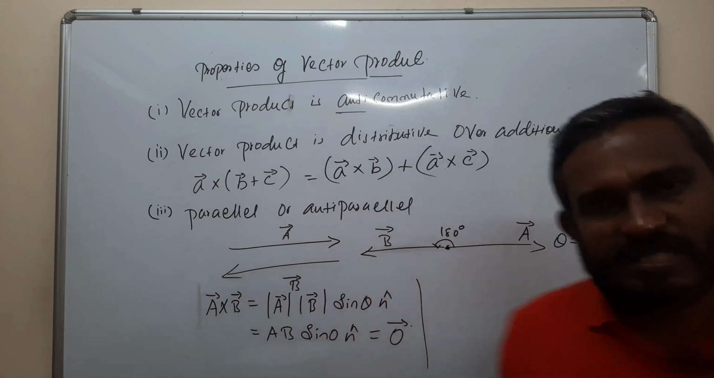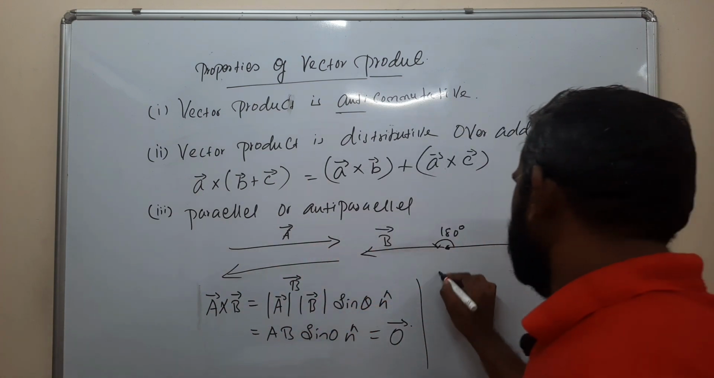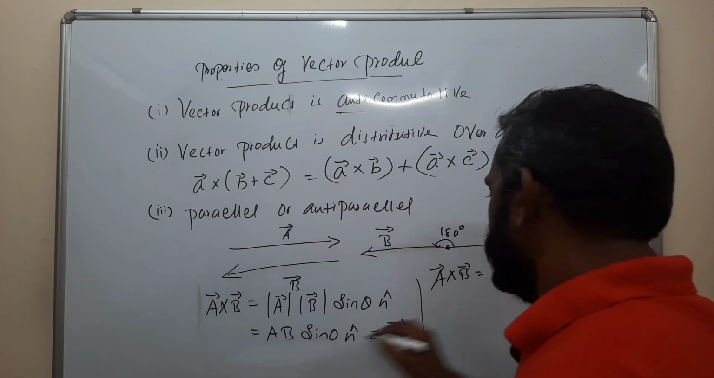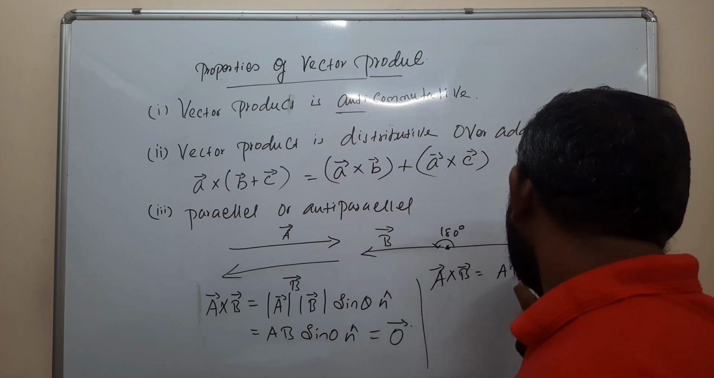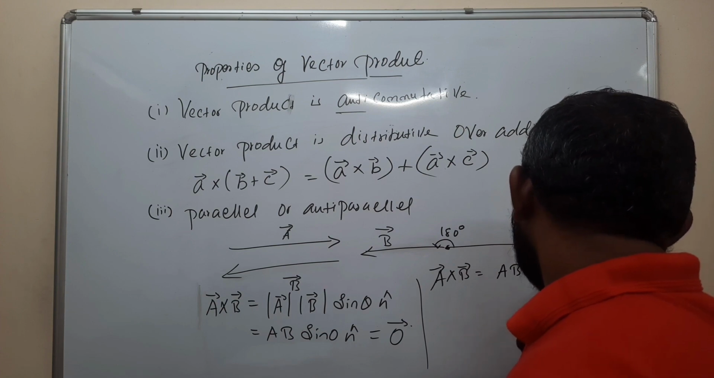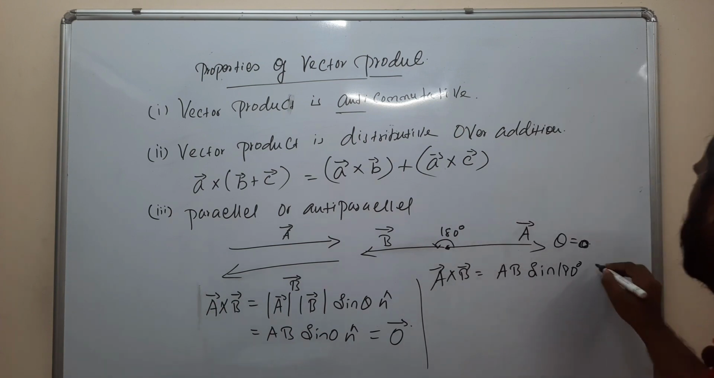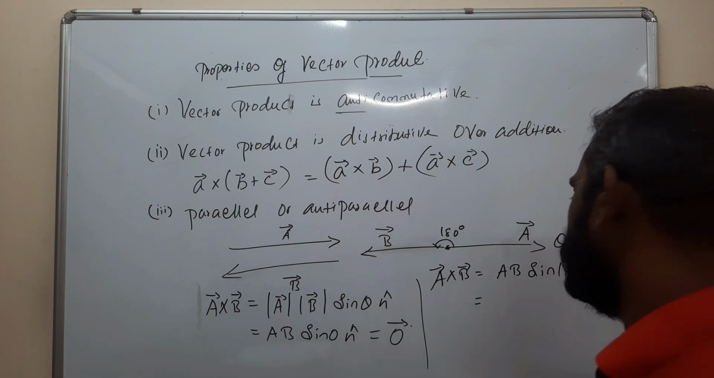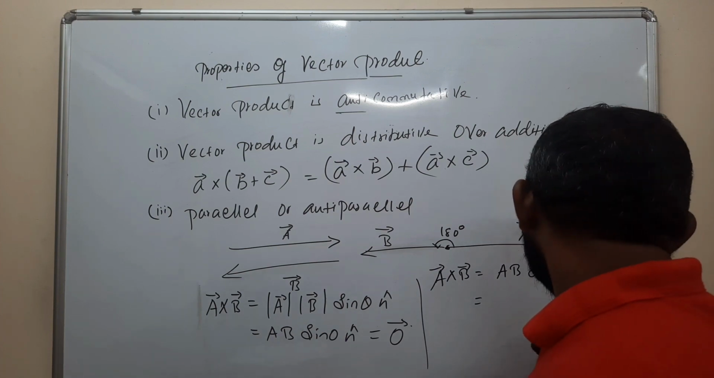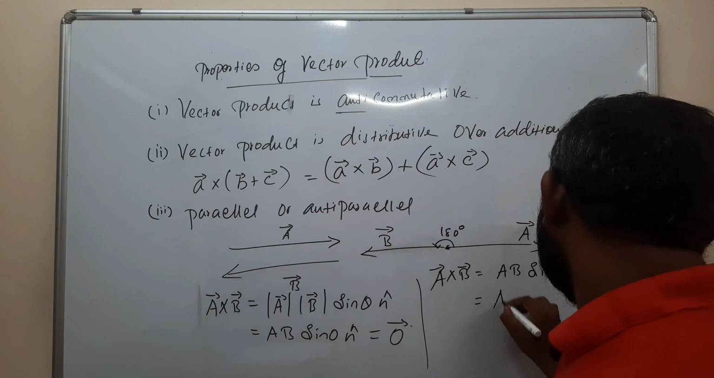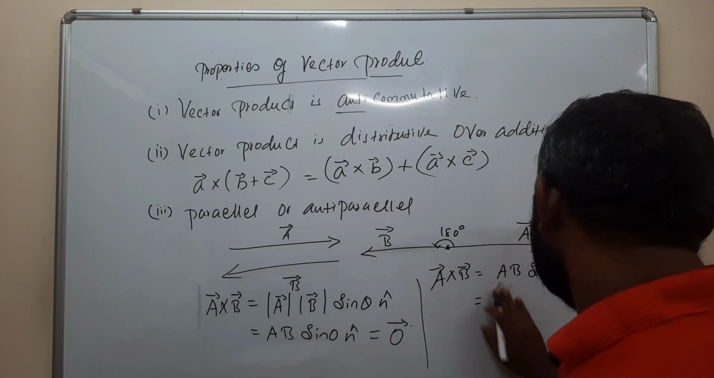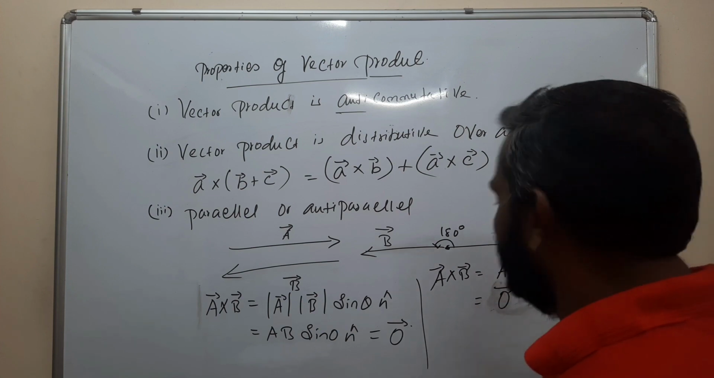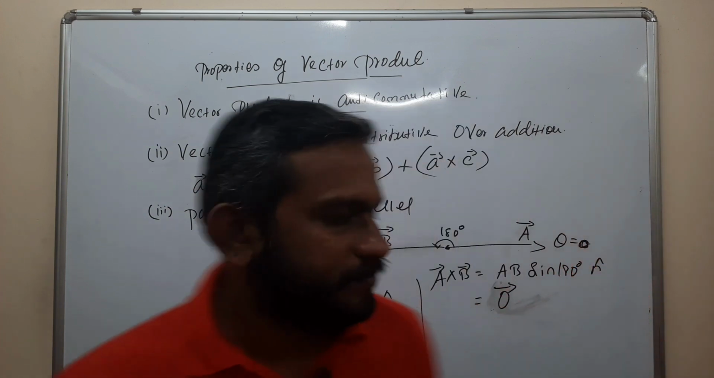So what about A vector cross B vector? It is equal to AB sine 180 degrees into n cap. Sine 180 degrees is also 0, so everything becomes 0. That is equal to a null vector. That is also a null vector.